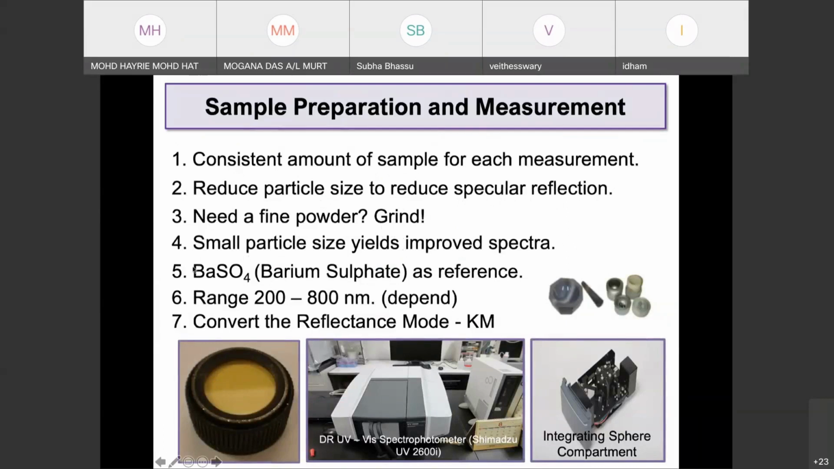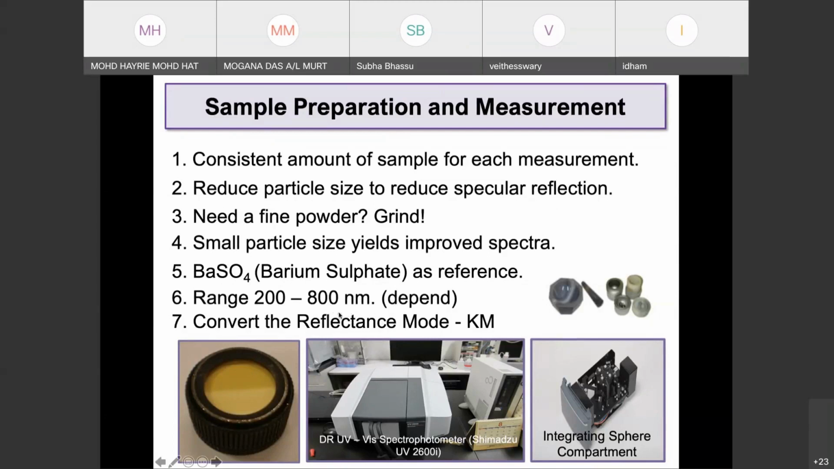Barium sulfate, because it's white in color, is used as a reference. The range is 200 to 800 nanometers. It depends on the instrument, and it also depends on you. If you know that your sample absorbs up to, for example, 200 to 400 nanometers, you can just select the measurement range, so you don't have to wait a longer time for the machine to complete the measurement until 800 nanometers, for example.